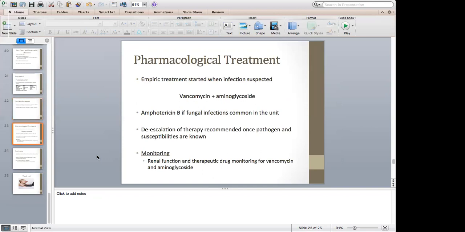For the treatment, we'll also do empiric treatment. With late onset sepsis, we'll do vancomycin plus an aminoglycoside. Also, AMP-B may be used if fungal infections are common. And then we'll de-escalate therapy once pathogen susceptibility is known. For monitoring, we'll look at renal function and also troughs for vancomycin and the aminoglycoside, as well as ototoxicity.